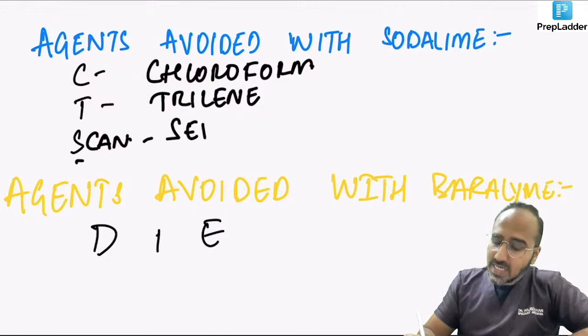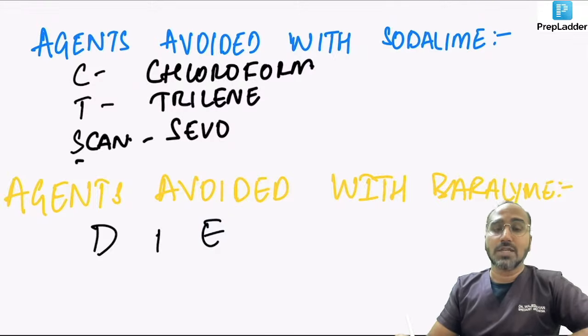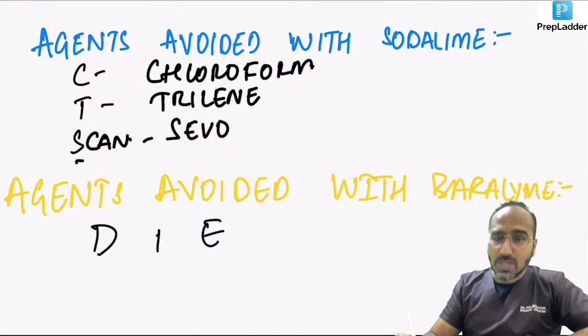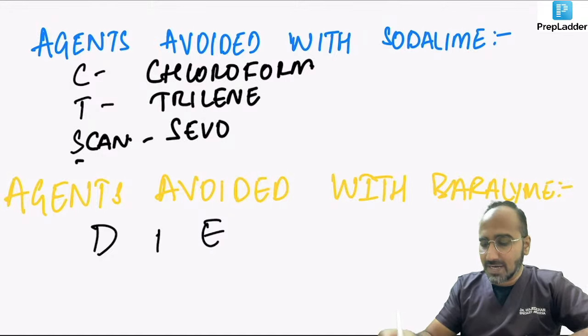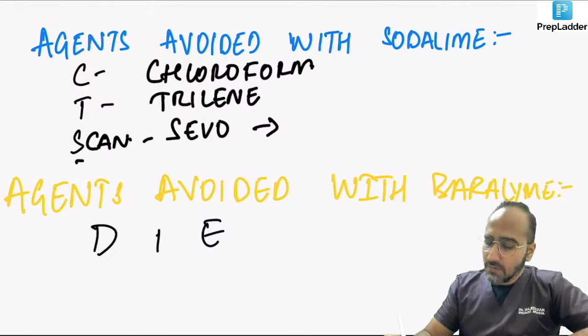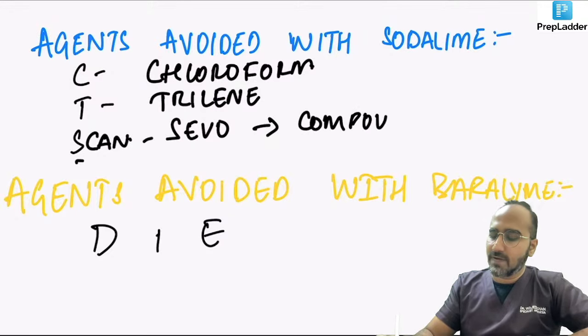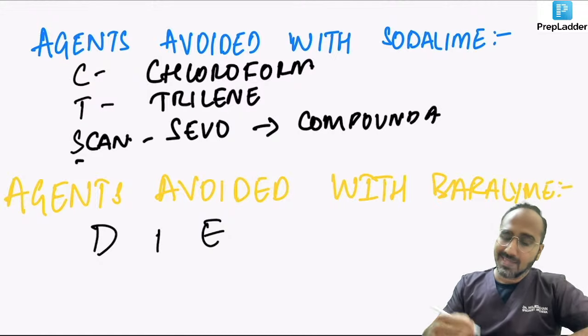Next, S stands for sevoflurane. Sevoflurane is also avoided when you are using closed circuit. Why? Because if you give sevoflurane at lower flows, it will react with soda lime to form what? Compound A or olefin, which is a nephrotoxic compound. Okay, that is regarding soda lime.